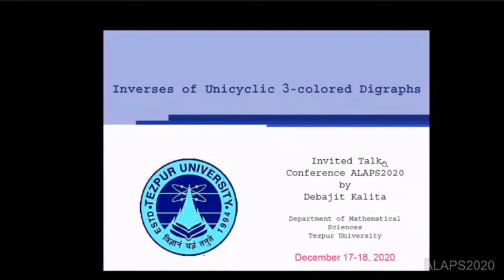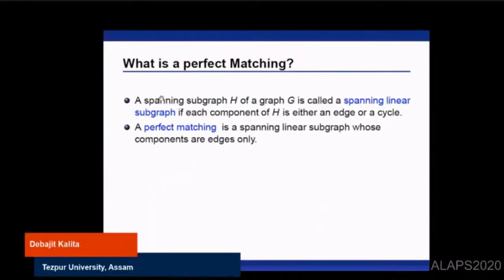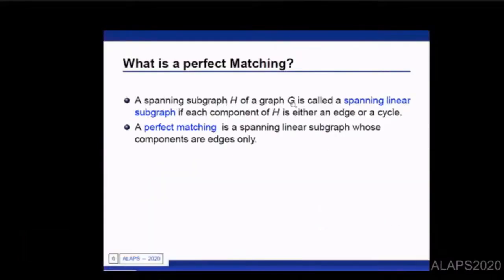So before moving on, we give some preliminary definitions which will be required. A spanning subgraph H of a graph G is called a spanning linear subgraph if each of the components of H is either an edge or a cycle. And a perfect matching is nothing but a spanning linear subgraph whose components are edges only. For example, we take this graph. This is a perfect matching. In fact, this is a spanning linear subgraph also. So this is a perfect matching for that graph.